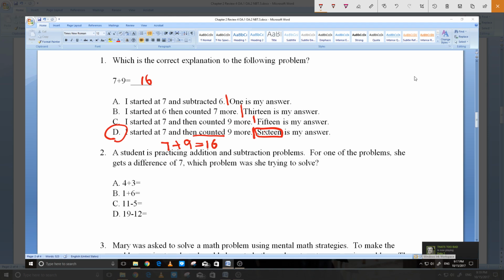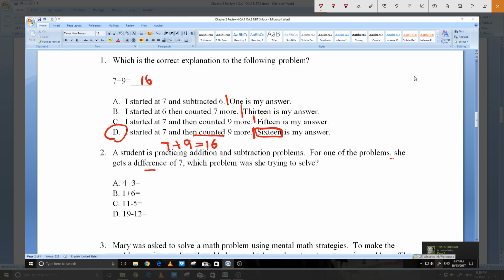Look at number 2. A student is practicing addition and subtraction problems. For one of the problems, she got a difference of 7. Usually difference signifies that some number has been subtracted from another number. So difference here means subtraction. Which problem was she trying to solve? So let's look over here.